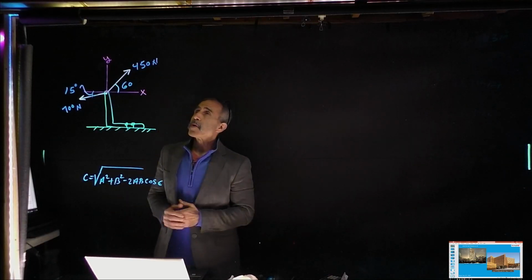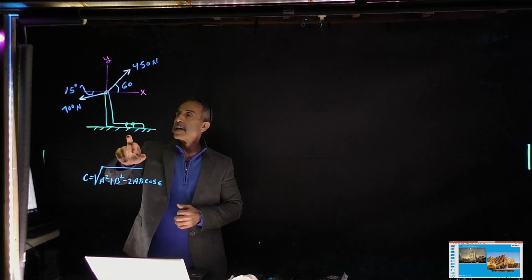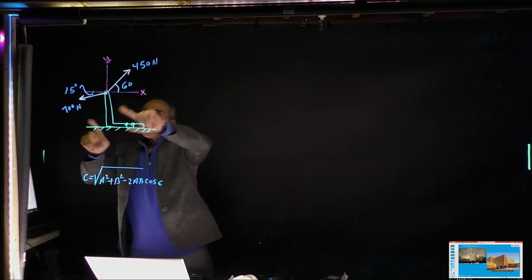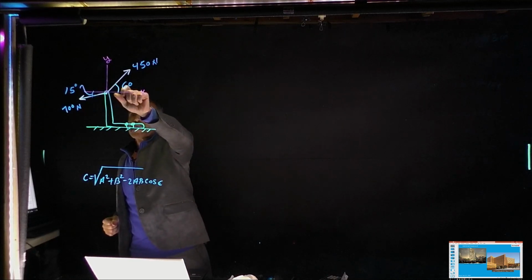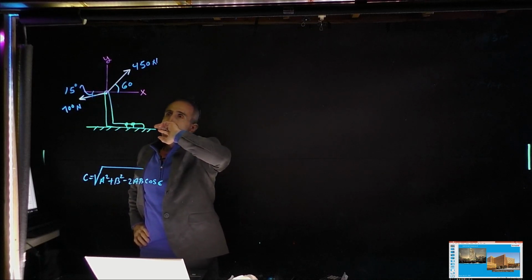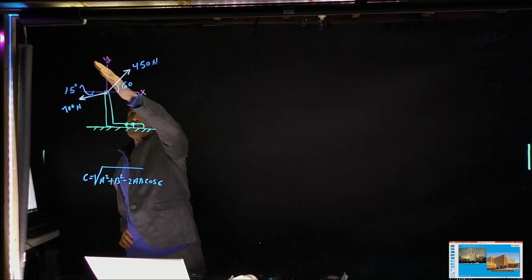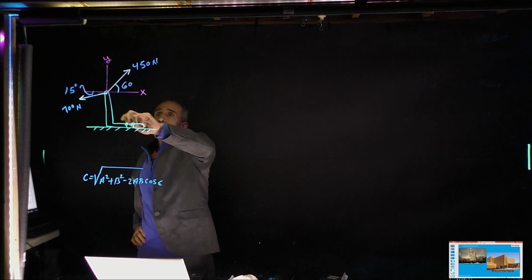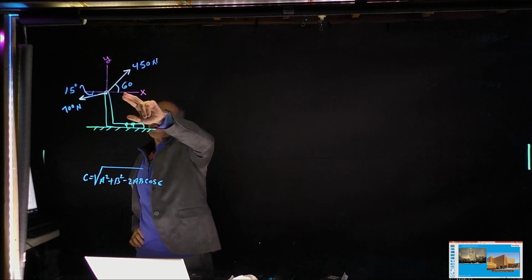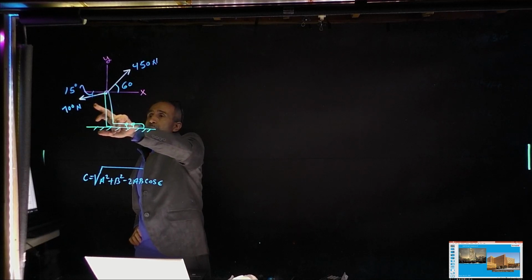Okay, so our third problem here is we've got this angle iron which is bolted into the concrete, anchored in, and we have these two forces at these two different angles. It's tied down to this angle iron, and we'd like to know the resultant force of these two forces, which direction it's going to be, and how much it's going to be. The first force that is pulling away from it is 450 Newton at 60 degrees from horizontal. And the second force, which is bigger, is 700 Newton at 15 degrees down from horizontal.